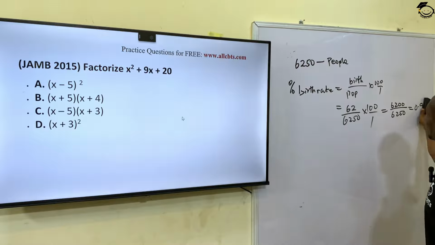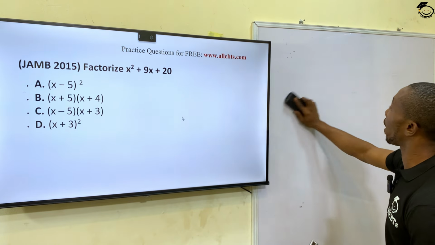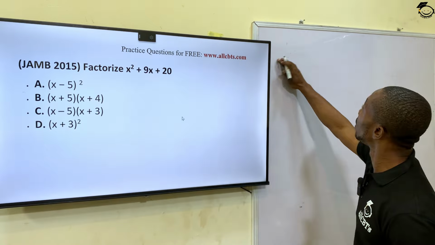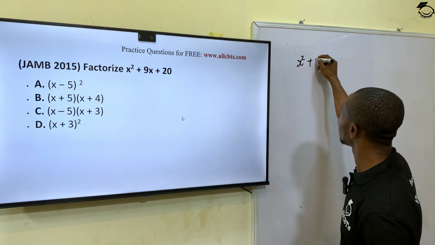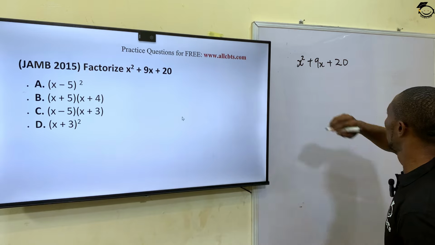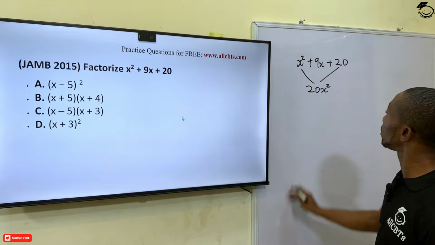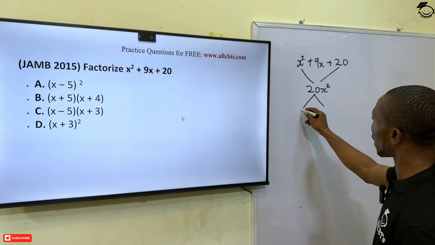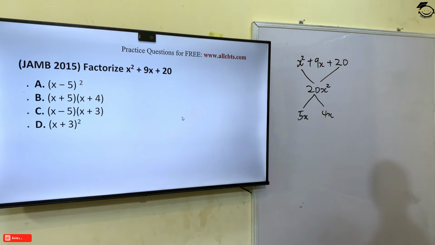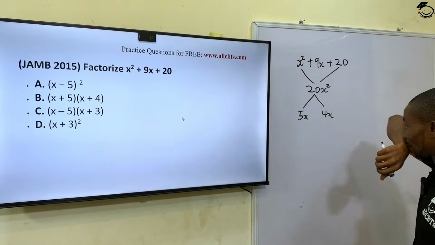Now, our next question says, factorize x squared plus 9x plus 20. All right, x squared plus 9x plus 20. Now, in factorizing this, we have 20 as the constant. Factors of 20 that will give us 9 will be 5 and 4. Okay, 5 and 4, 5 plus 4 will give us 9. 5 times 4 will give us 20.